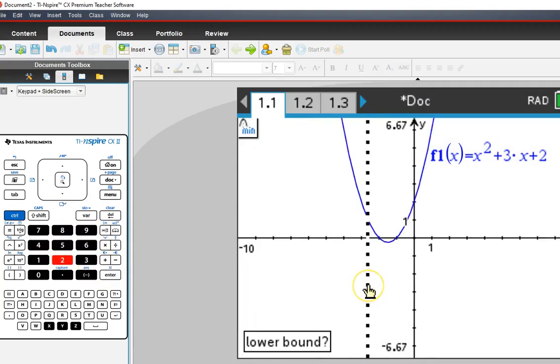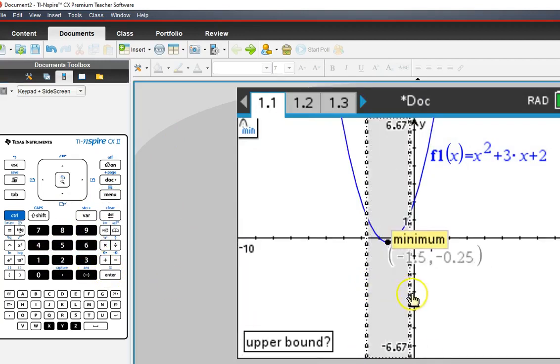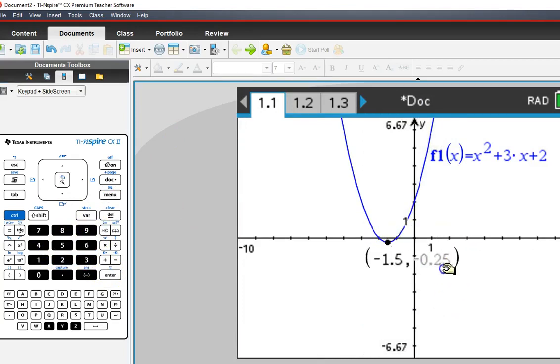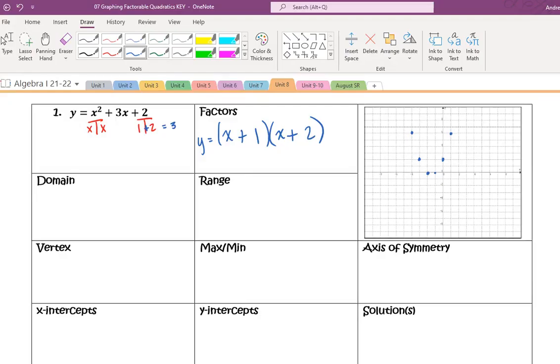Remember, you don't want to click on it. You want to click on one side and drag across it. So now I know there is a minimum value at -1.5, -0.25. So I'm actually going to put that here. So there is a min, and it is at -1.5, -0.25. So when I graph this, it's going to be really tight, maybe something like that.